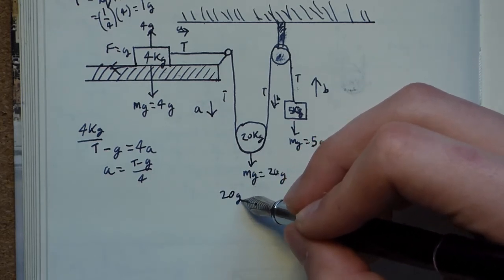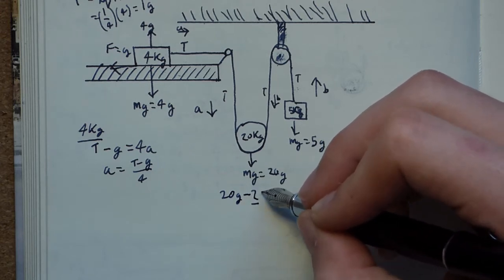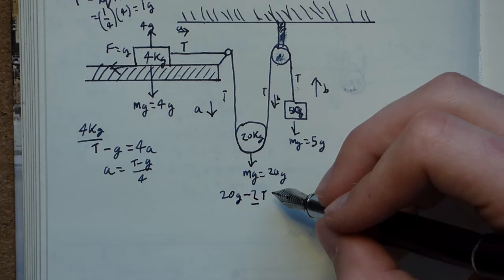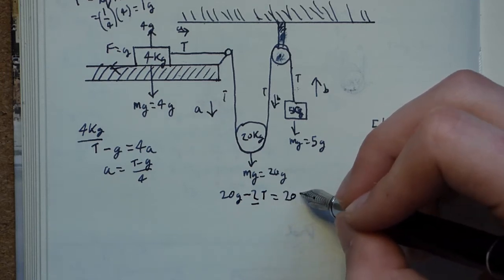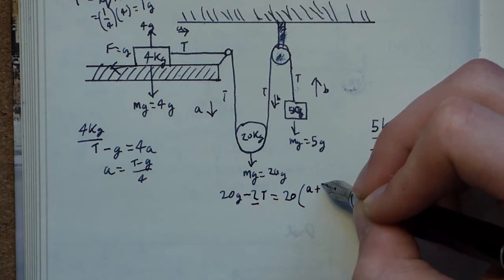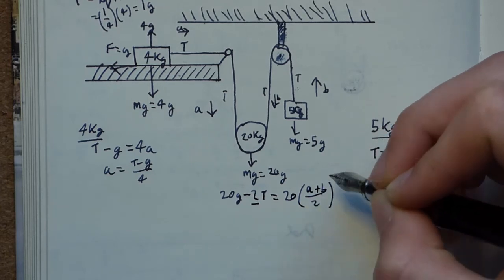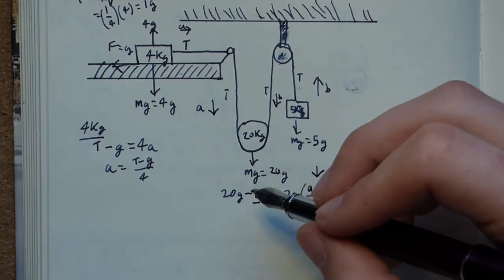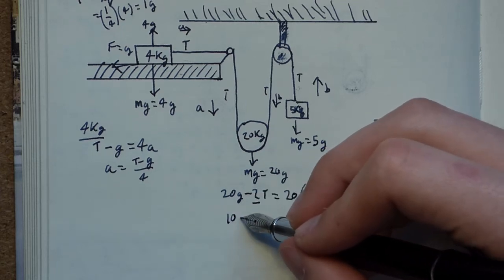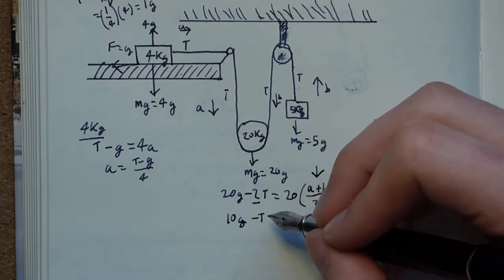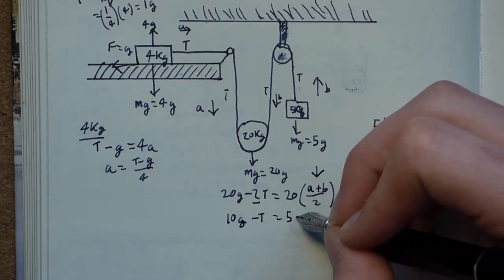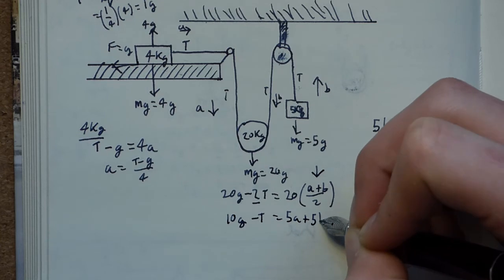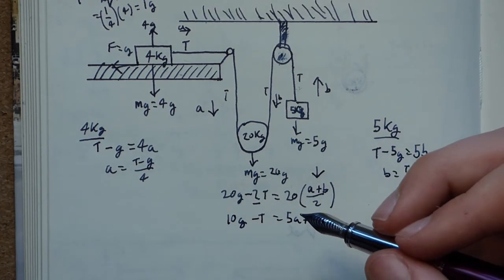Okay, so then for the 20 kilogram mass, you've got 20g minus 2T. So 2T, because it's being pulled up on both sides, is equal to 20 times its acceleration of (A plus B) over 2. Now, just pause on that for a second. It's (A plus B) over 2 because its acceleration is an average of the accelerations of the other two. So you take the acceleration of the 4 and that of the 5 and take an average of those two to get the acceleration of the 20 kilogram mass. Then divide all that by 2 just to make it easier to deal with, and you've got 10g minus T is equal to 5A plus 5B.